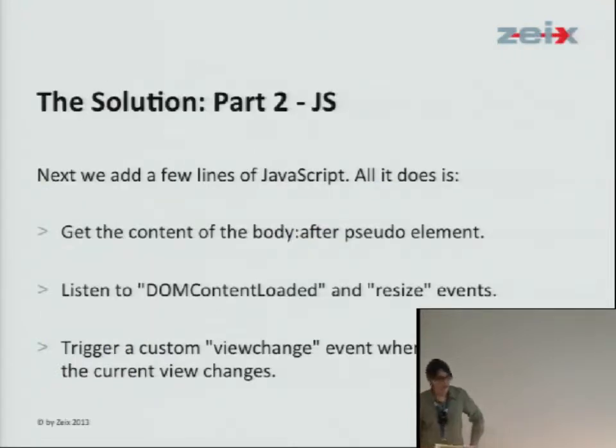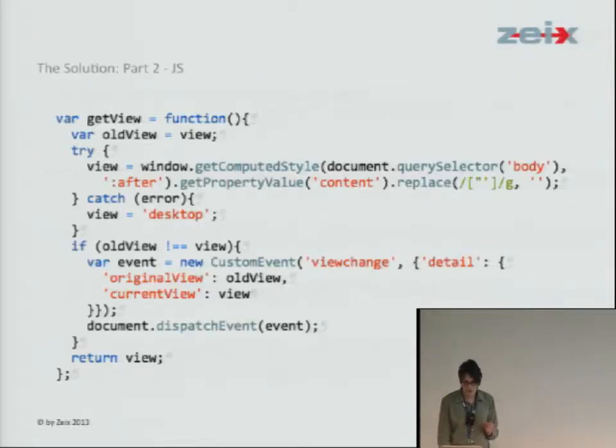The next step, in JavaScript, we need a few lines of JavaScript. It's just about 50 lines. And all it does is get the content of the body after pseudo element, listen to DOM content loaded and resize events, and trigger a custom view change event whenever the name or the breakpoint is crossed. So this is the core method we use for this.